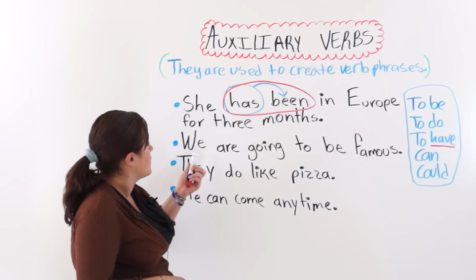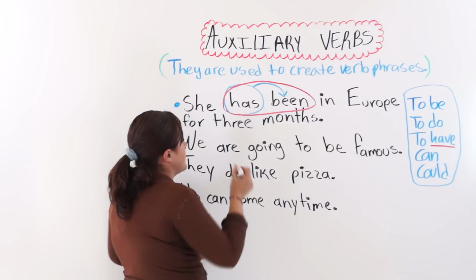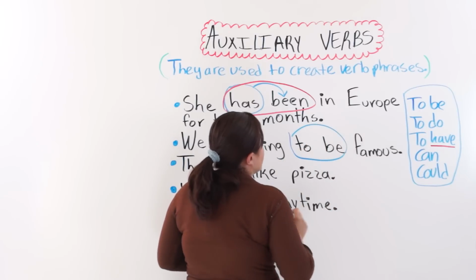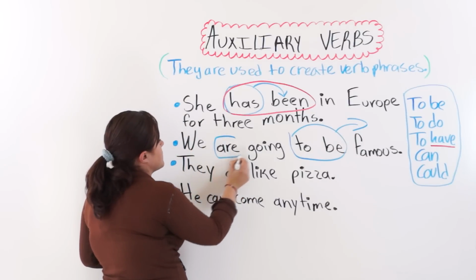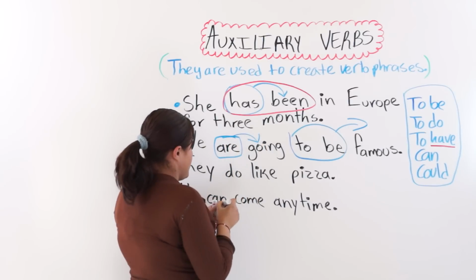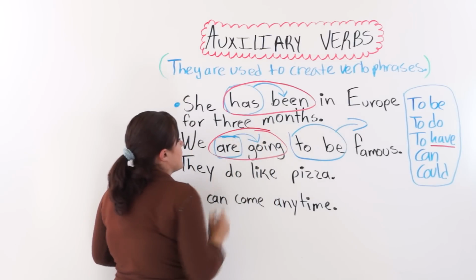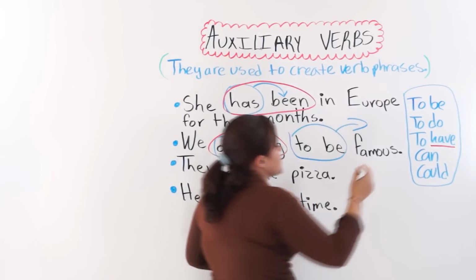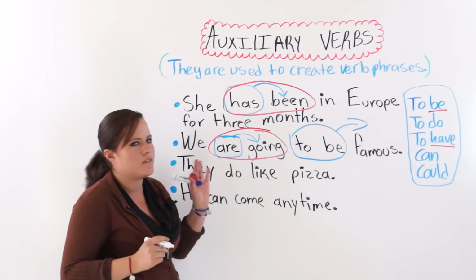The next one says, we are going to be famous. We are going to be famous. You can see that we have an infinitive here, but we are going to ignore it for the time being. We are going to focus on this auxiliary verb that joins this principal verb to create a phrase. We are going to be famous. And it is derived from be. It's one of the forms of be.